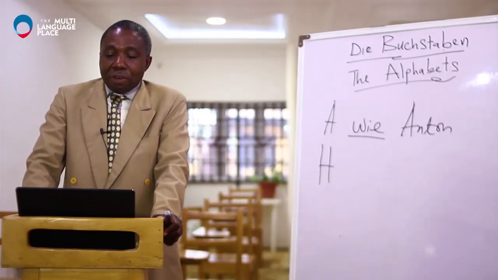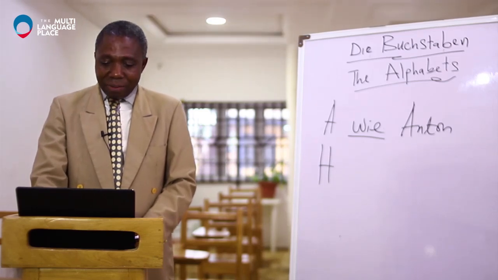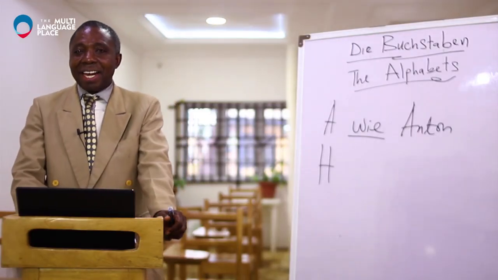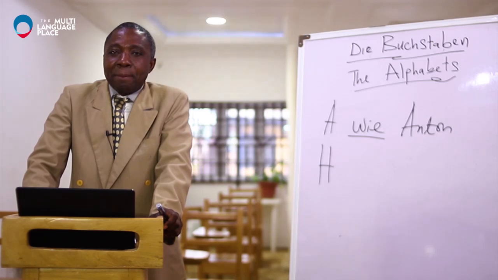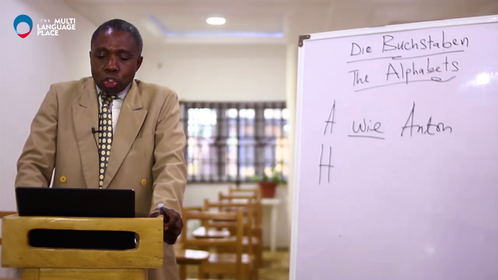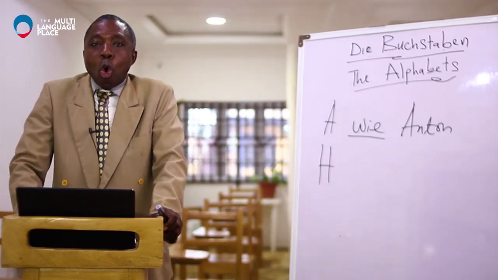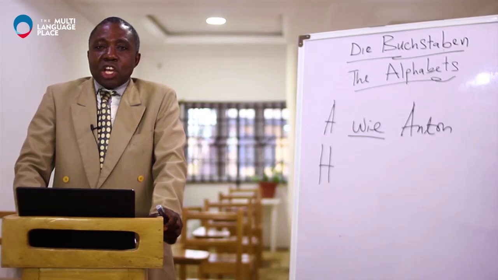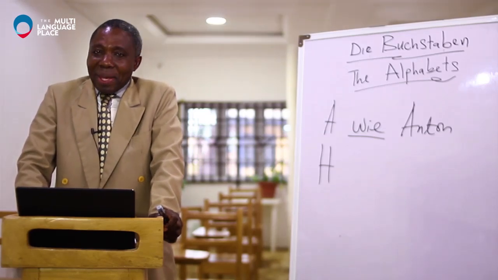The next one is J, V, Julius, J, V, Julius, K, V, Kaufmann, K, V, Kaufmann, L, V, Ludwig, L, V, Ludwig, M, V, Martha, M, V, Martha, N, V, Nordpol, say it, N, V, Nordpol, O, V, Otto, say it, O, V, Otto, P, V, Paula, P, V, Paula.